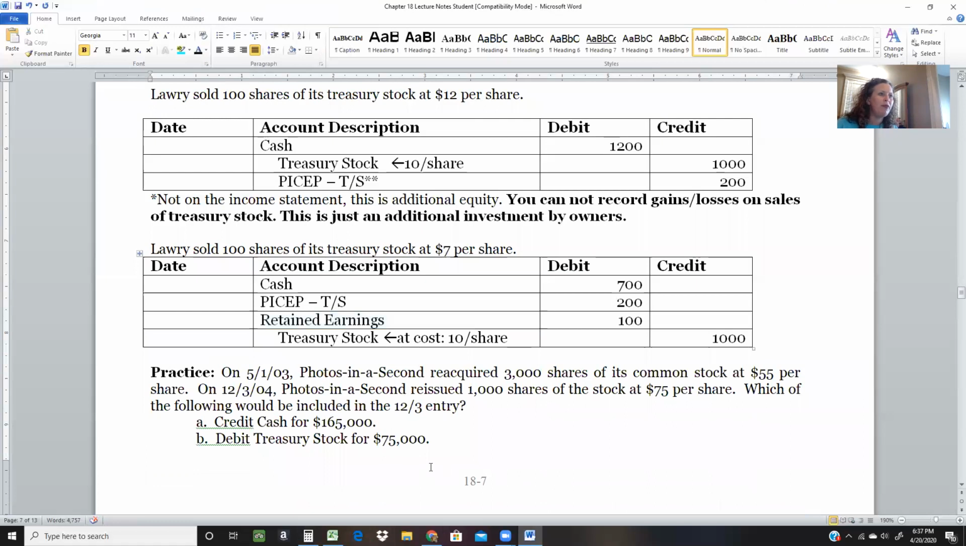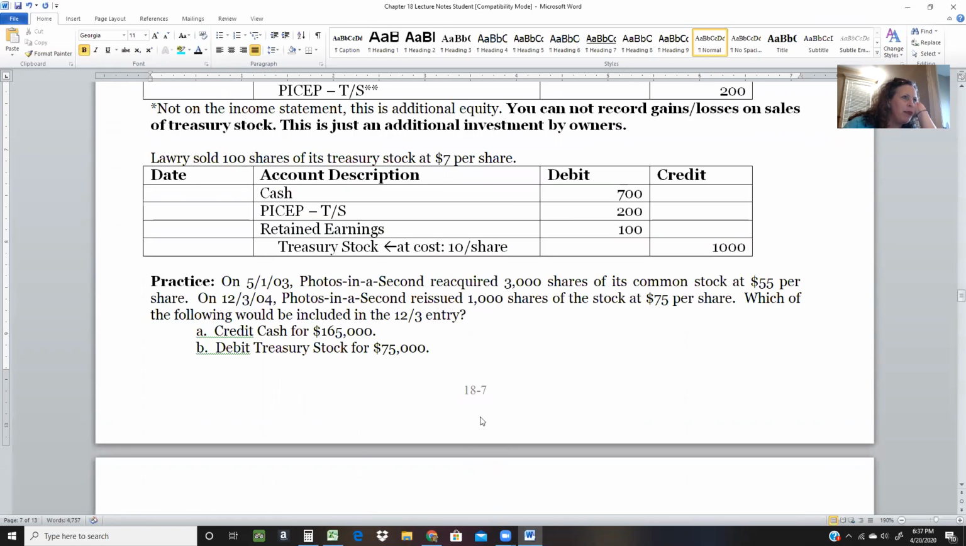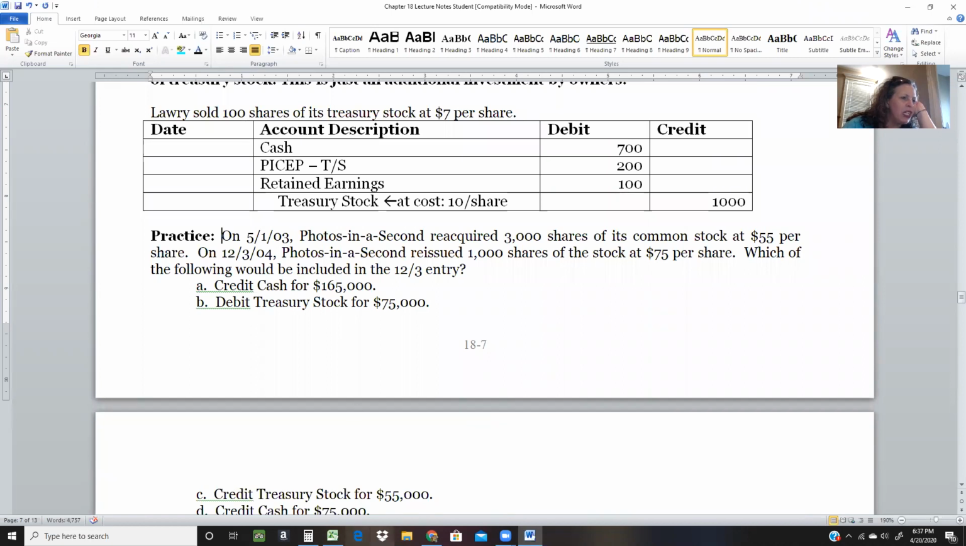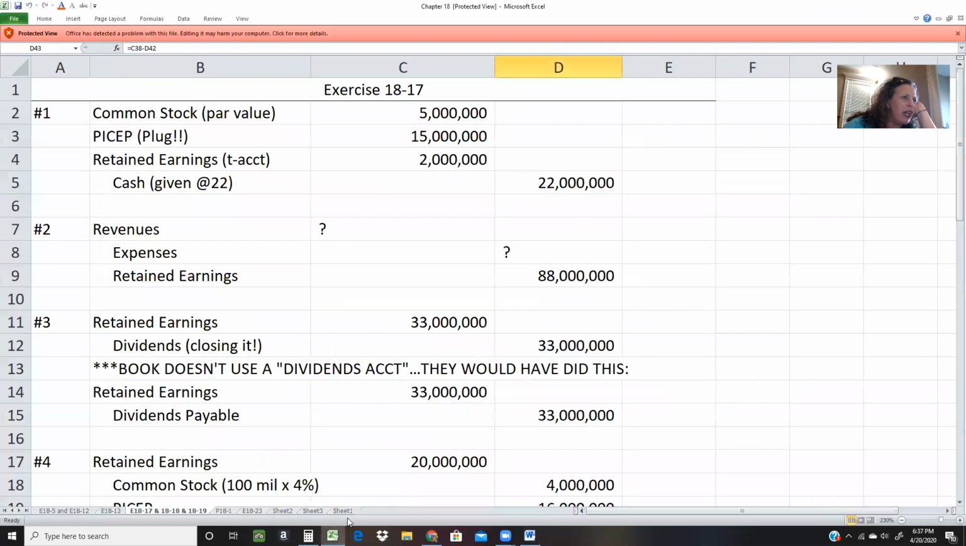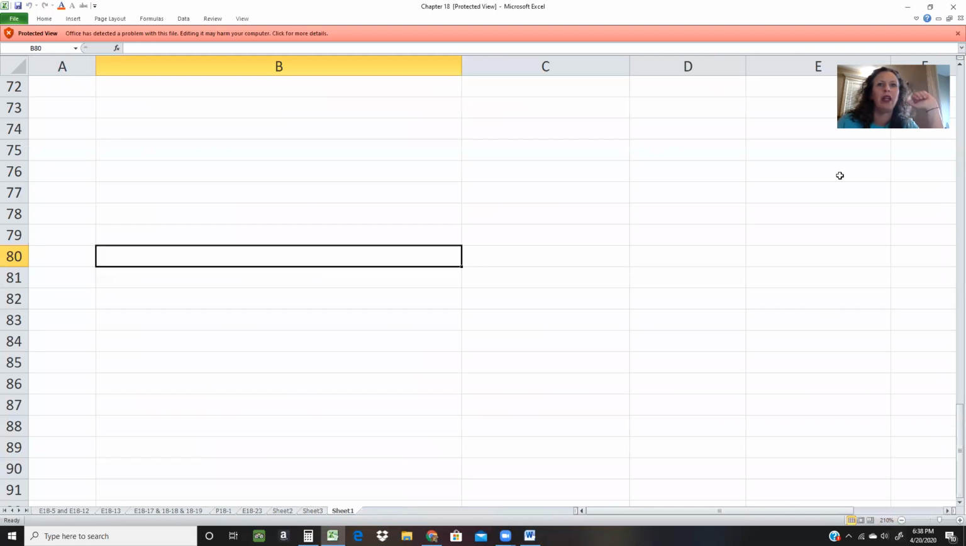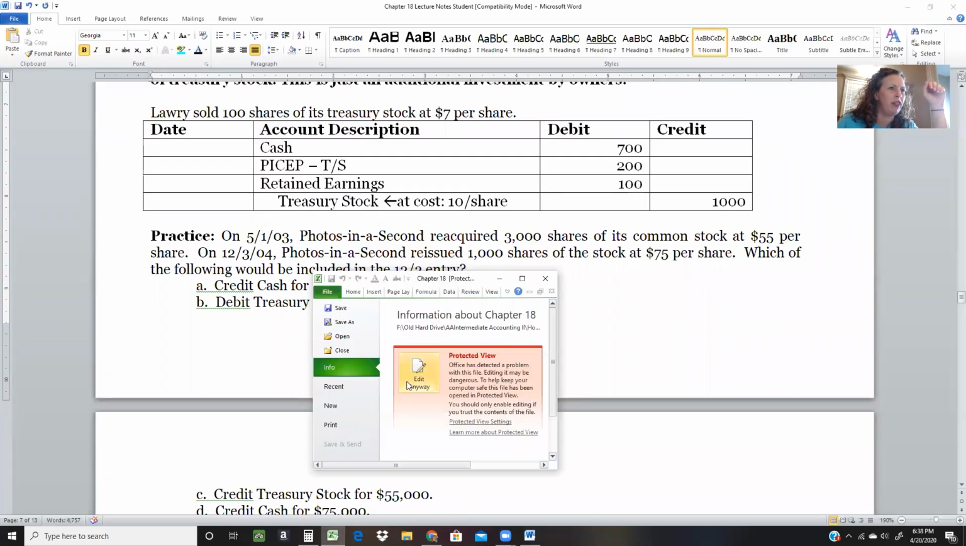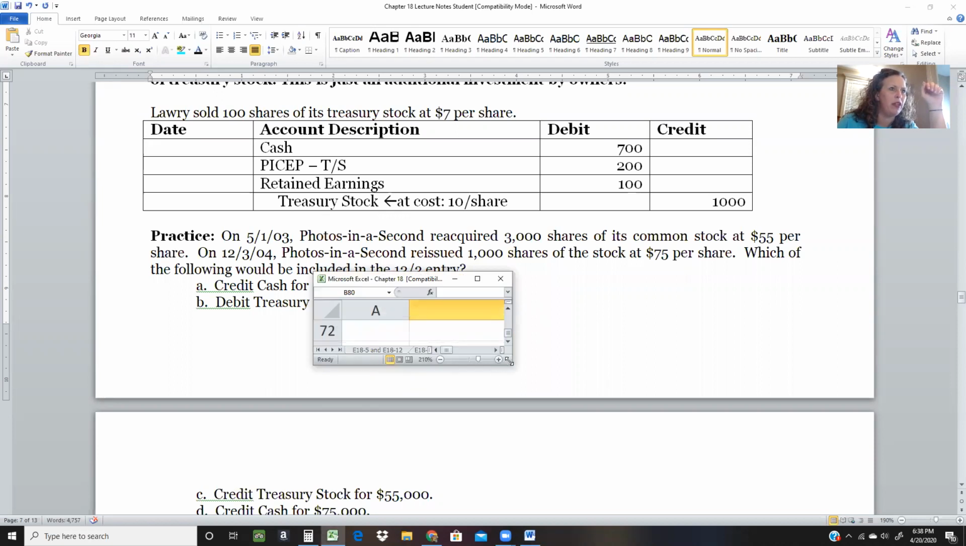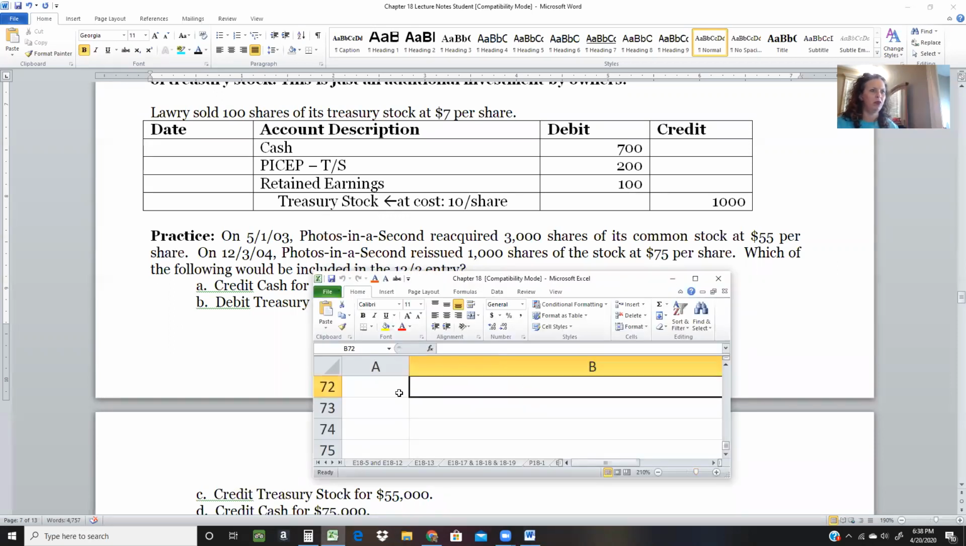On 5/1/03, Photos in a Second reacquired 3,000 shares of its common stock at $55 a share. And then they reissued 1,000 at 75. Which of the following would be included in the 12/3 entry? Oh, it's a multiple choice question. Well, that's fun. Okay, so let's go somewhere blank and try to work that question. I need more room. Let's keep going.